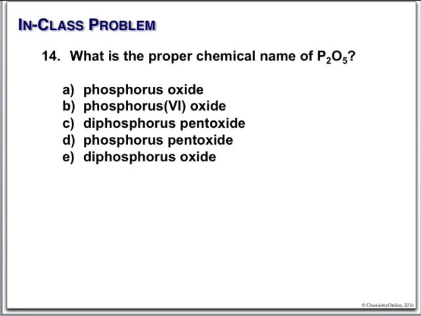The prefix for 2 is di. Prefix for 5 is pent. Diphosphorus pentoxide. If we leave the di off, that's wrong. If we leave the pent off, that's wrong. Diphosphorus pentoxide. Step 1, it's molecular. We need multipliers. Only time the multiplier doesn't appear is if there's only one of the first element.